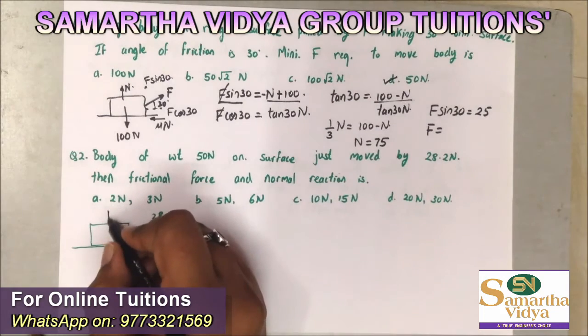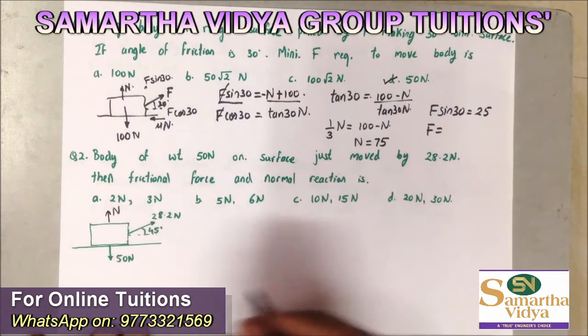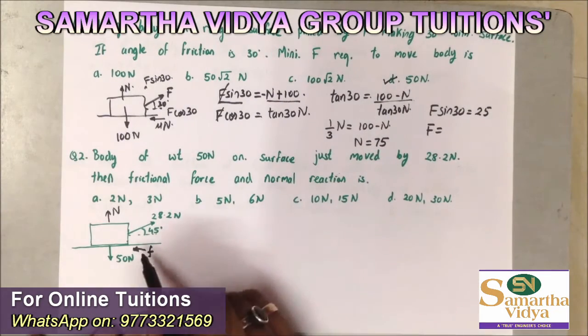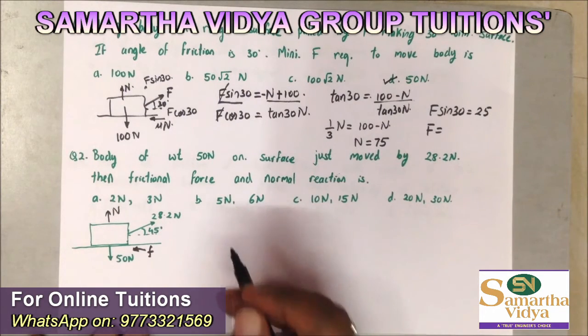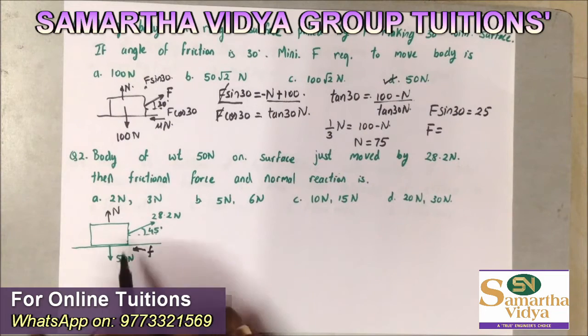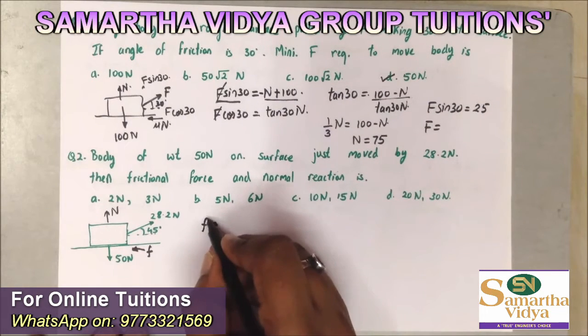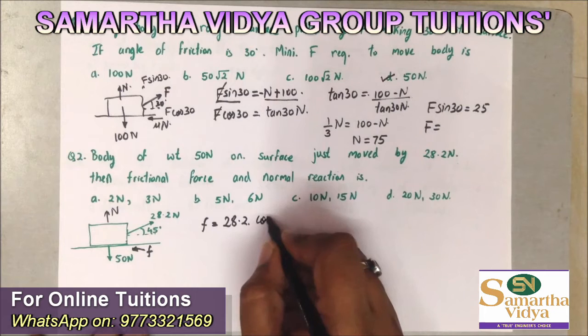So again, drawing the FBD, the remaining forces we have are the N and the frictional force, F. Next, we need to equate the x component of the forces and the y component of the forces. First we need to find the frictional force. So the frictional force F is nothing but 28.2 into cos 45.